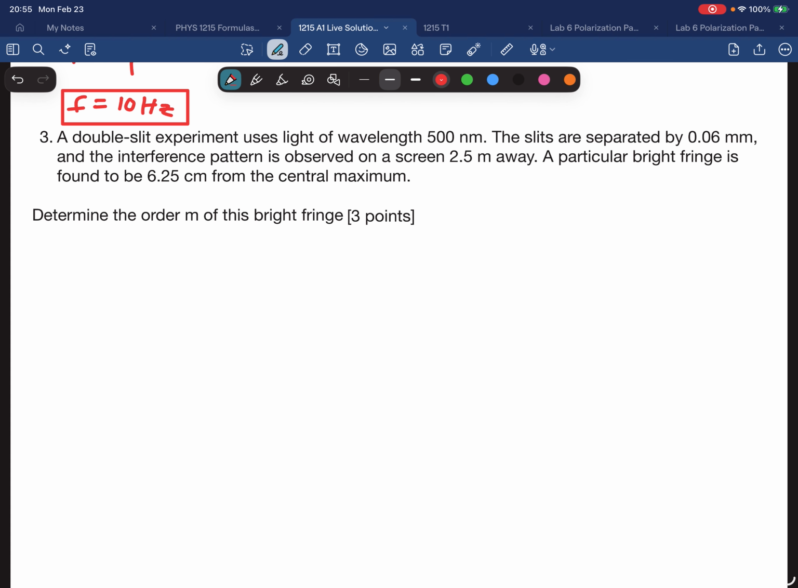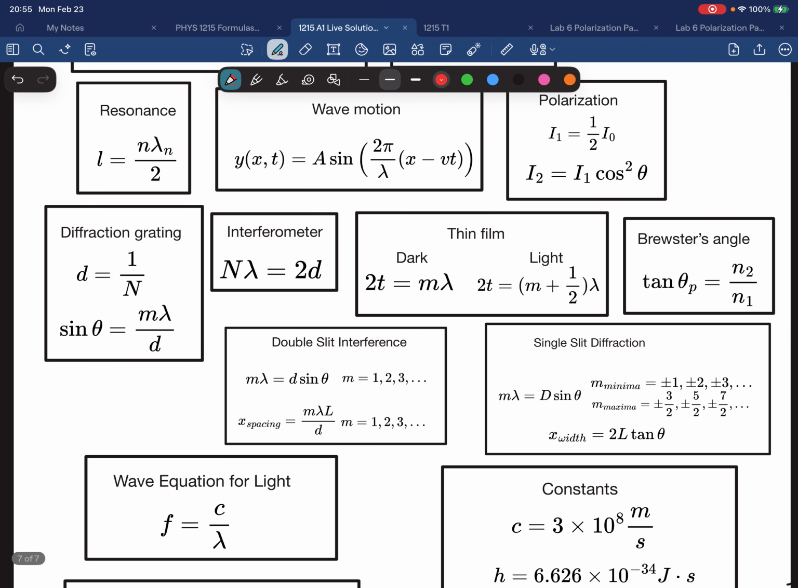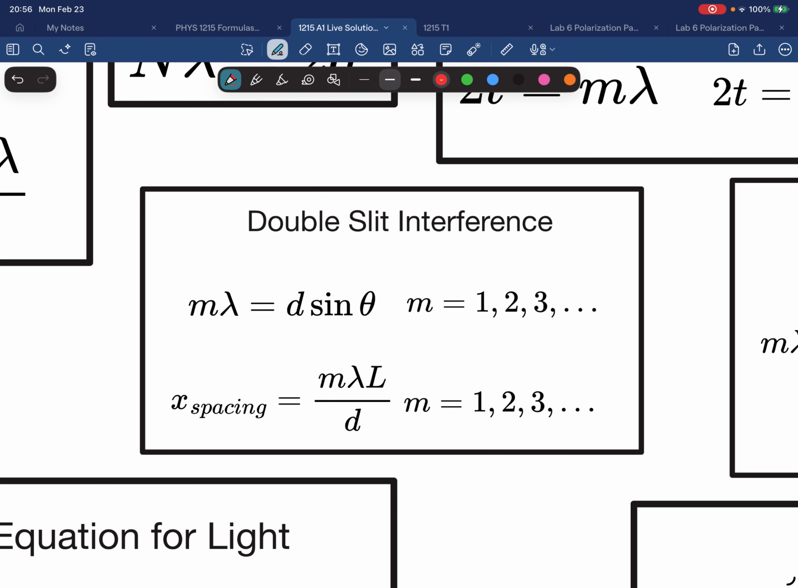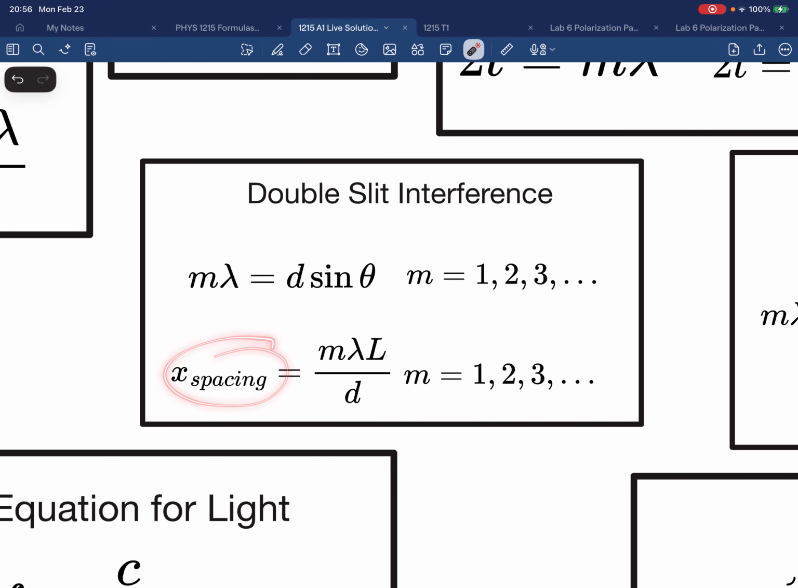Okay, so first important thing I see here is that this is double slit. So, referring to our formula sheet, we're going to look for double slit. Now, we are asked for M. Both of these equations contain M, but we're told a couple of extra things here. We're told about the spacing. We're also told about how far away the screen is, the distance L. So we're going to be using this bottom equation here.